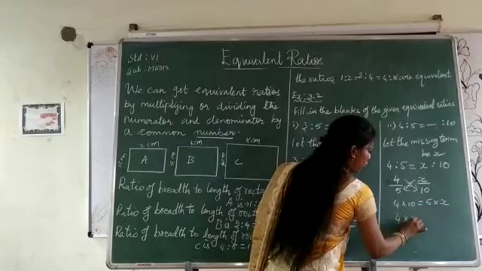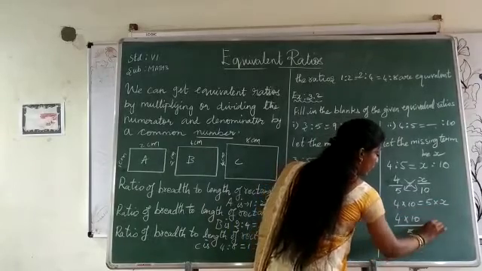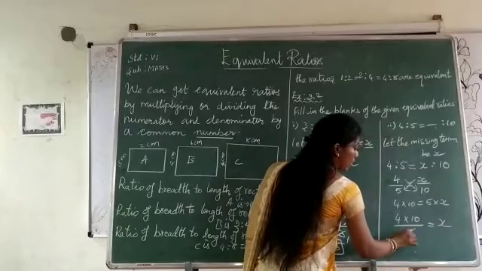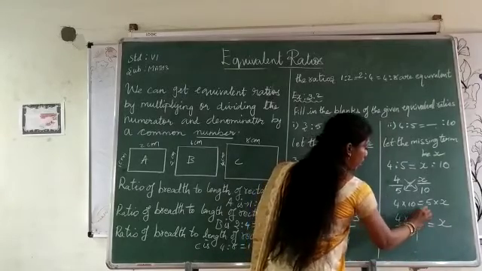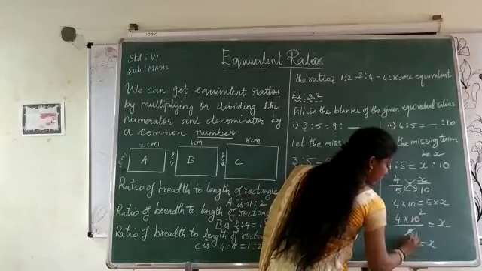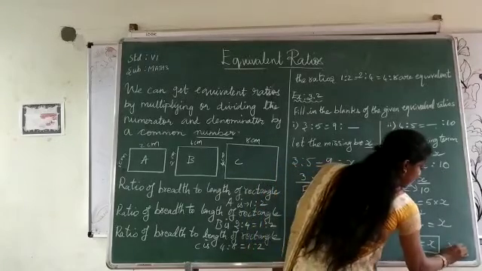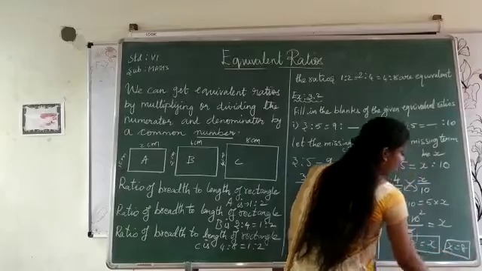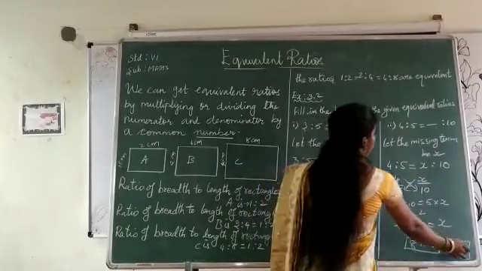Next step, 4 into 10 divided by 5 is equal to x. Cancel: 5 ones are 5 and 5 twos are 10. 4 into 2 is 8. Therefore, x is equal to 8. The missing value is 8.